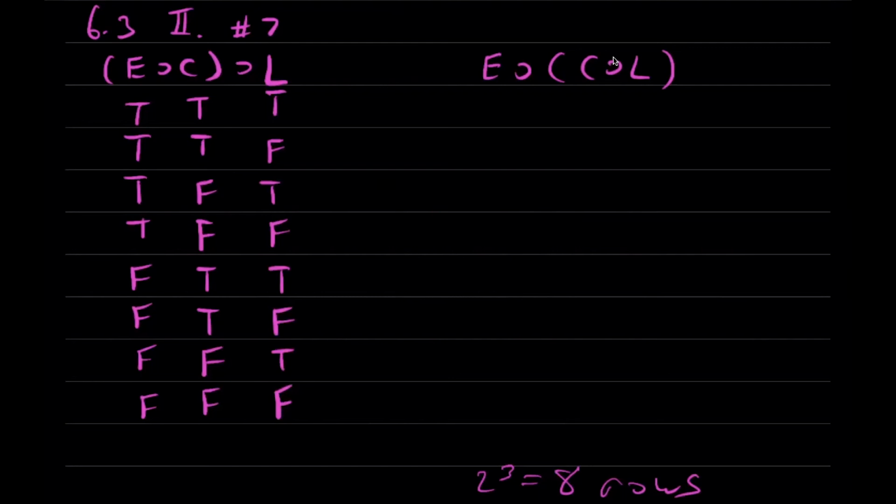And we're going to repeat those values in the next statement. So take that E column and repeat it here, 4 trues and 4 falses. Oops. Always good to catch your mistakes as you go. 4 trues and 4 falses.